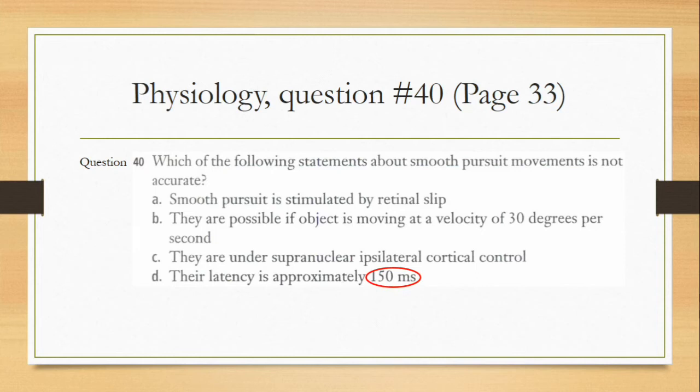So in this question that asks about smooth pursuit movements, it looks like all the 4 choices are accurate about the smooth pursuit, but pay attention to the question because it asks you which of those choices is not accurate.